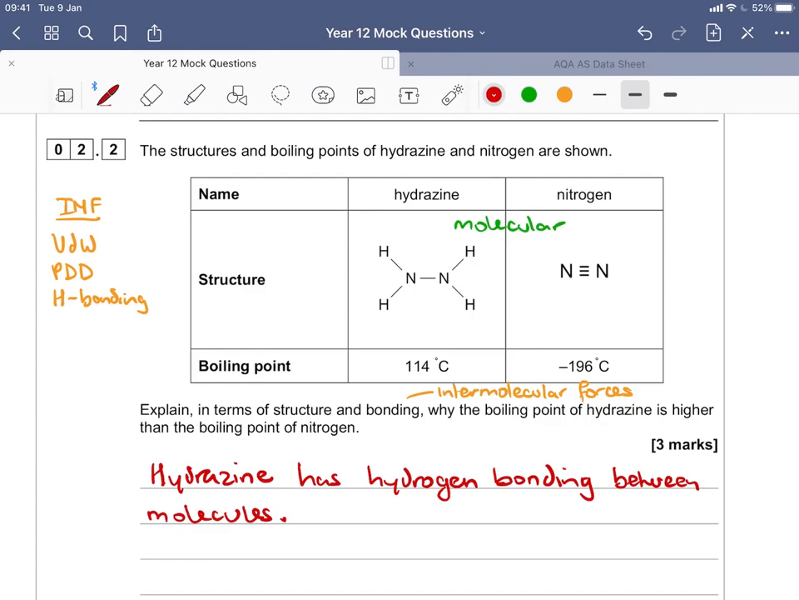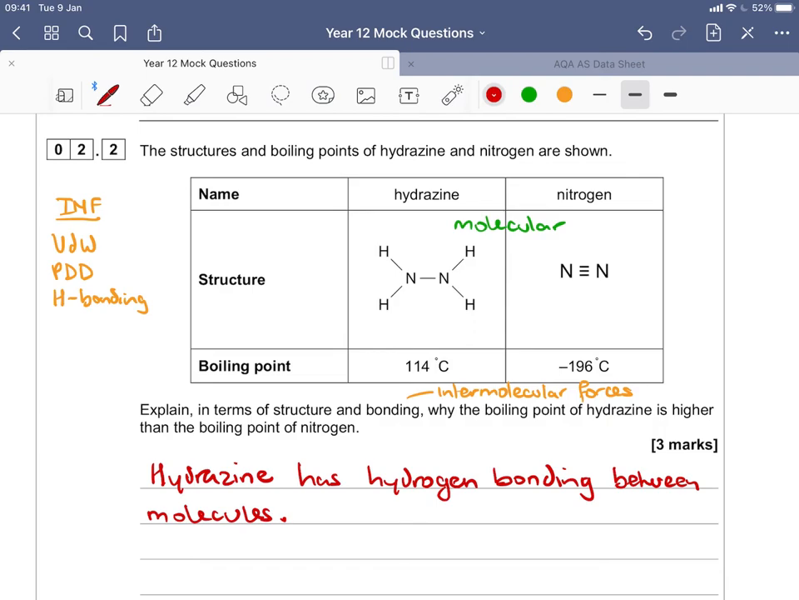Obviously, it's going to have van der Waals, and then we could write that. So hydrazine has hydrogen bonding and van der Waals forces between molecules. Nitrogen. So nitrogen, yes, that is one of our very electronegative elements. But when you have two elements that are exactly the same bonded to each other, there is clearly no difference in electronegativity. So there is no dipole. There's no partial charge. There's no delta plus, delta minus. That's what all of those terms I've just said meant.